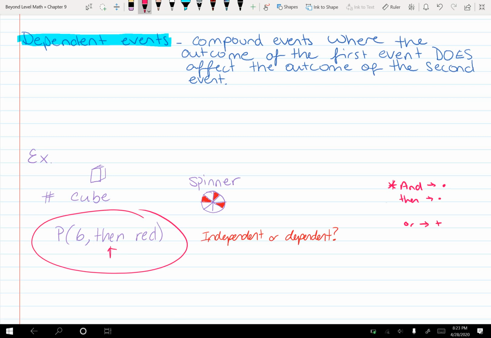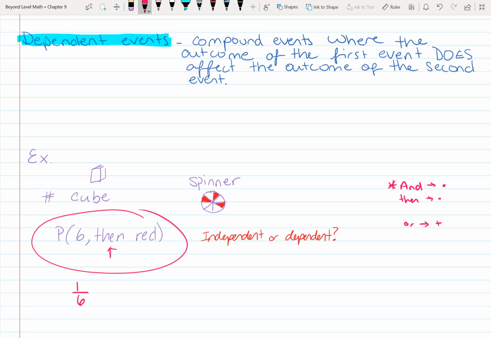So probability of rolling a 6 on a number cube is 1/6, because there are 6 sides. Then, so we multiply, spinning a red. So there are 3 red spots out of 1, 2, 3, 4, 5, 6, 7, 8. So it's 3/8 probability of getting a red. Then we multiply, right? 3 times 1 is 3, 6 times 8 is 48. And then we need to decide if it's independent or dependent. Did the spinner depend on the number cube? No, it was totally independent.